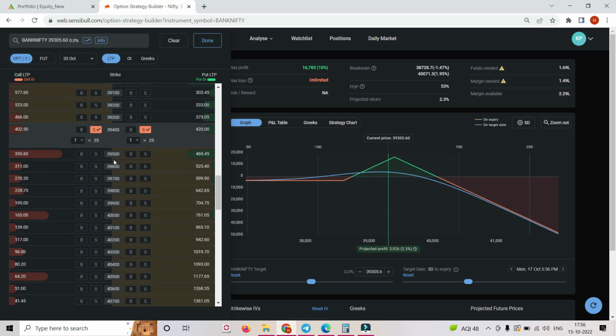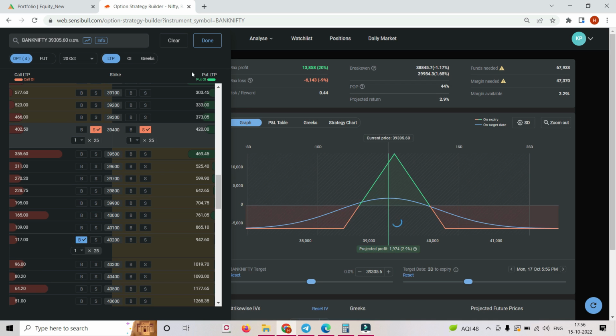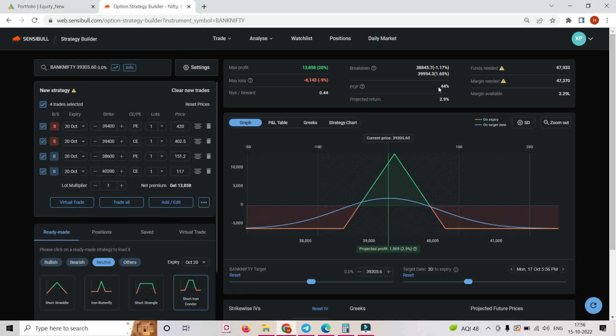Typical iron fly. Okay, typical iron fly, because watch my previous video what I've made, right? 1 2 3 4 5 6 7 8, that's it. So this is your typical iron fly. Okay, so you have a safety of 1.2%, 1.6%.